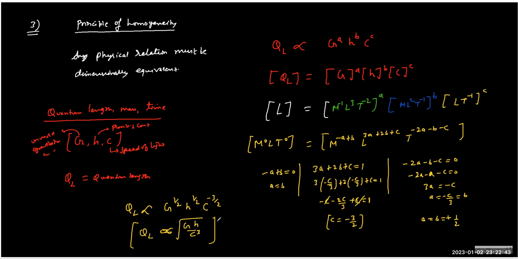Sir, A is equal to minus 1/2, B is equal to C is equal to 1/2 for quantum mass, sir. Okay, just a moment. So you're getting it how much? G power minus 1/2, H 1/2, and C also 1/2. So the answer is root of CH by G, right? Yes, sir. Please confirm, guys. Are you getting the same answer?